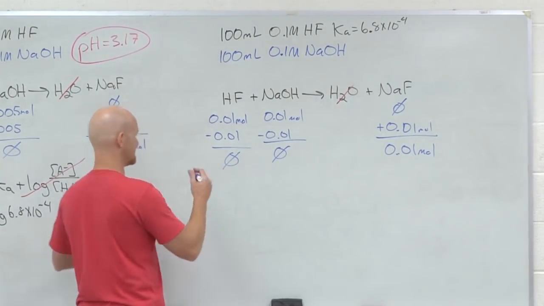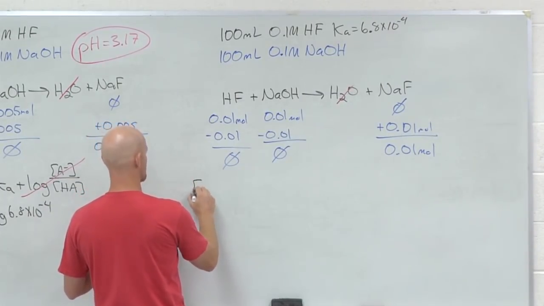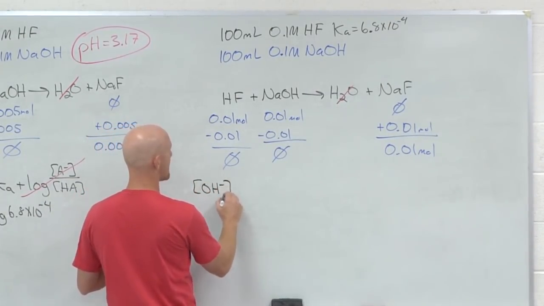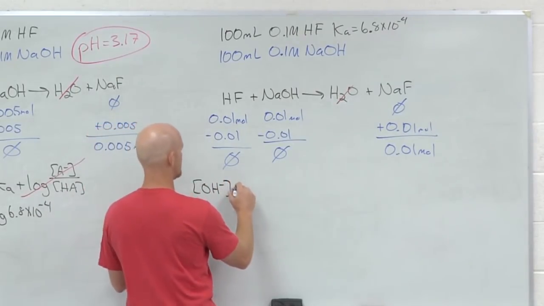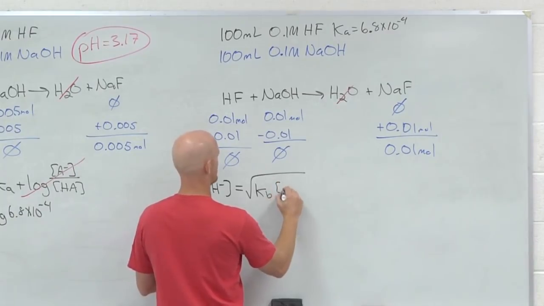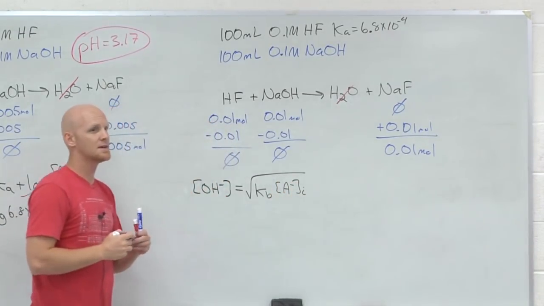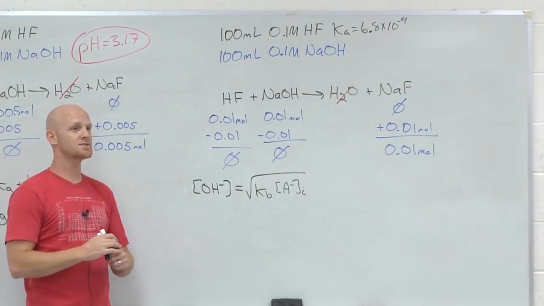Shortcut. What's the shortcut? Shortcut for weak base? Well, it's a base, so you're solving for hydroxide, not hydrogen. And it's the square root of Kb times the actual base concentration. This is the hardest point, because there's two things.